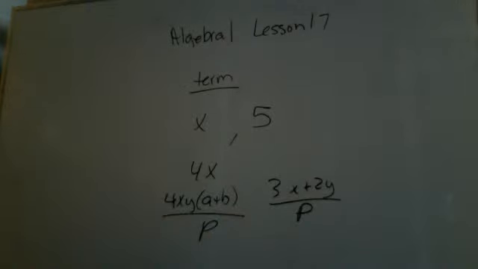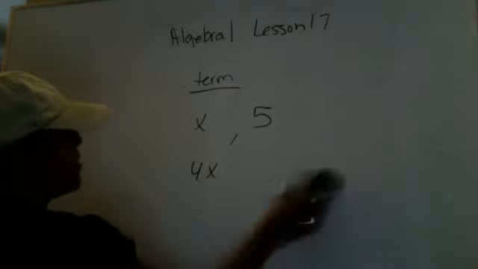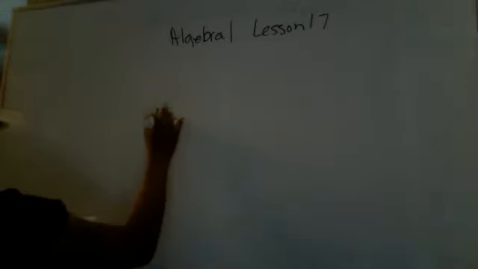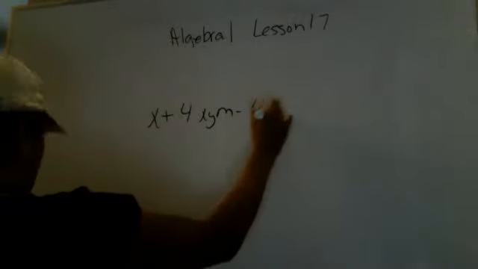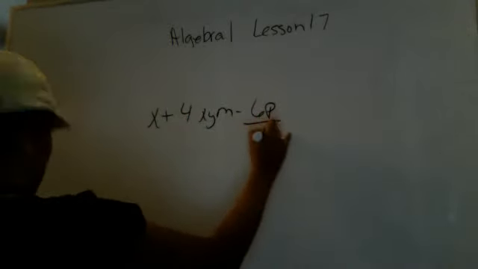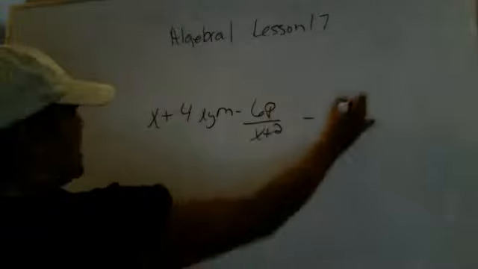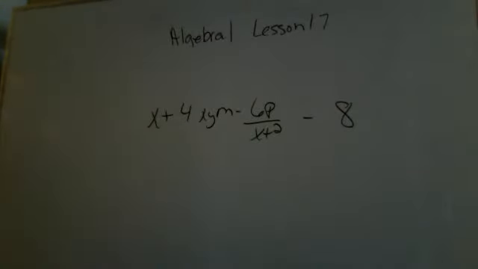A term also can help us for many reasons to identify the expression, when we're talking about a term and the expression. So let's look at this particular one right here. We have x plus 4xym minus 6p over x plus 2 minus 8. How many terms do you think we have here? Some of you might have said 4, some of you might have said 1, some of you might have said 2. We have 4 terms.